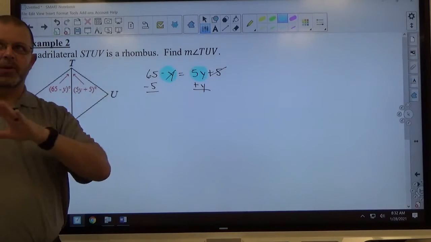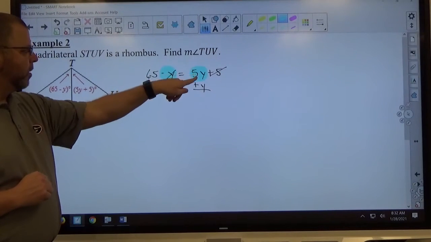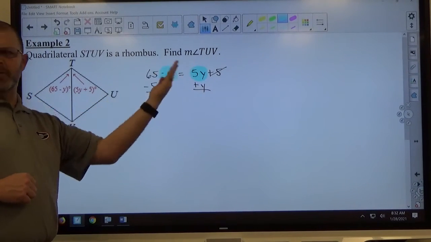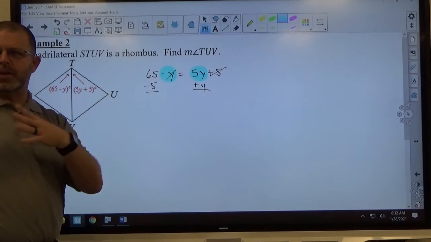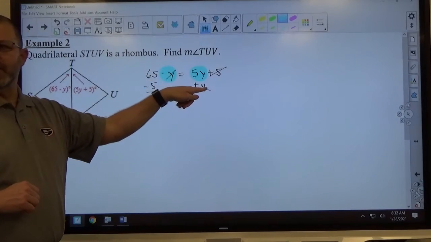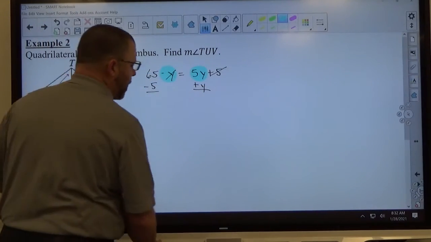So if you got to decide which side do I want to move things to, look at the sides. If this was negative 5 and positive 1, positive 1 is bigger, move the negative 5. All right, so again, look at the size of the numbers based on their signs included. Bigger, smaller, move the smaller variable term. That makes the most positives.